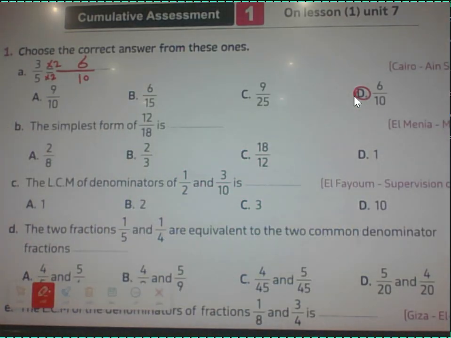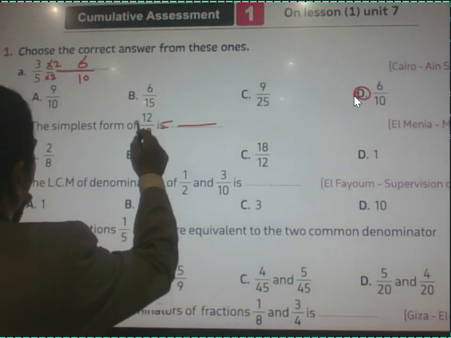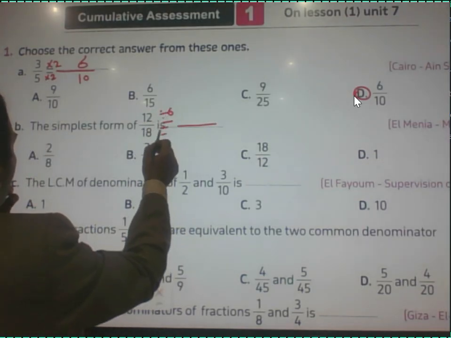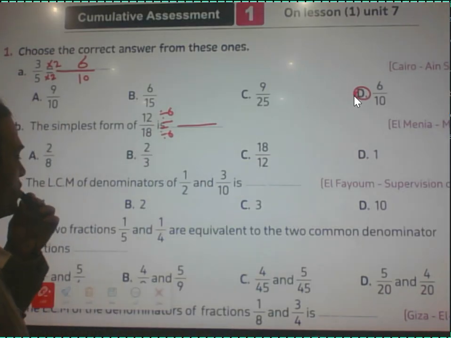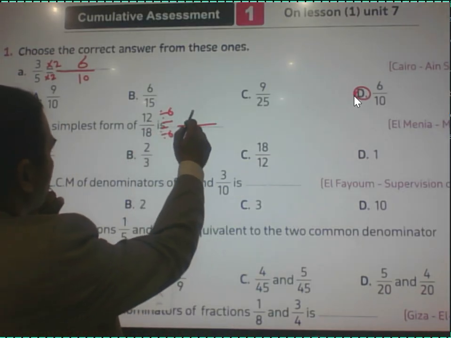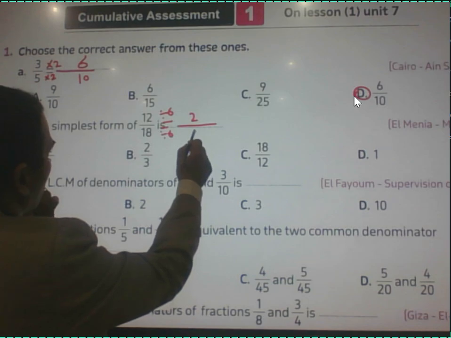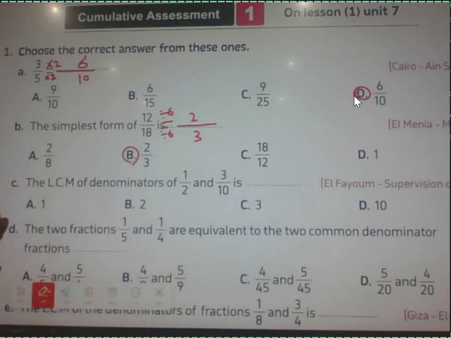Next question, the simplest form of 12 over 18. We can write the equivalent of this number by dividing by 6 up and down, because 6 is the highest common factor between the two numbers. 12 divided by 6 equals 2 and 18 divided by 6 equals 3. Then the answer will be B.